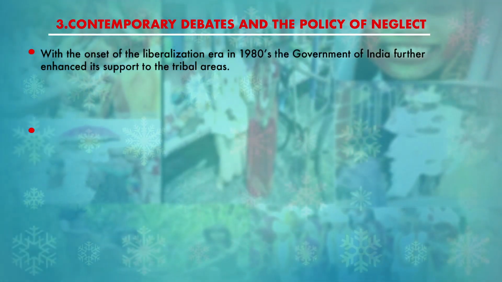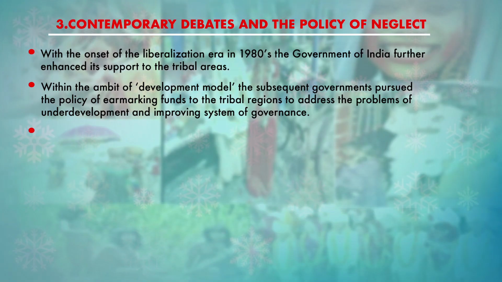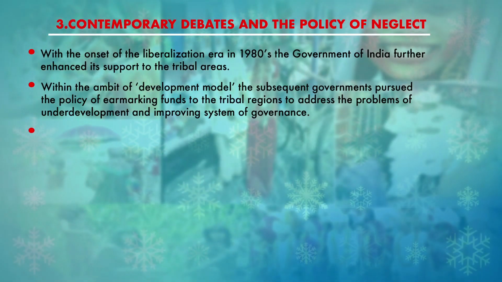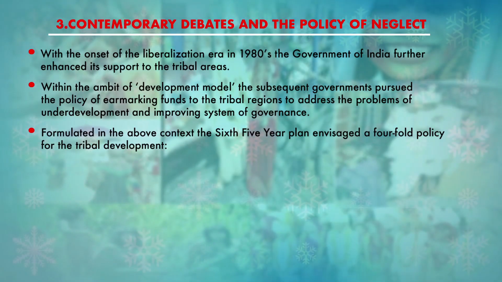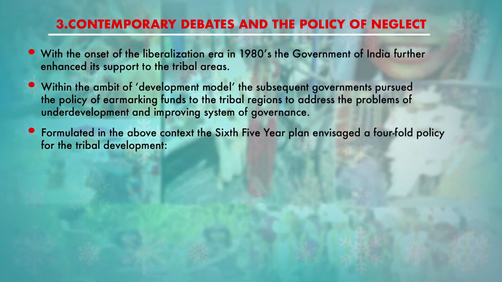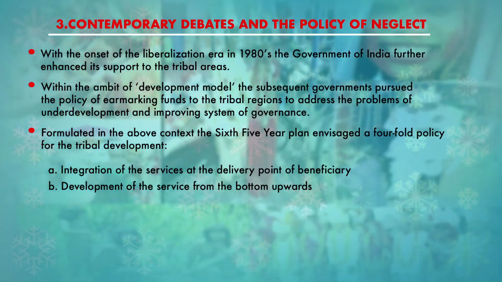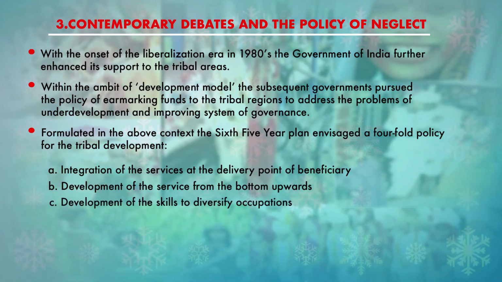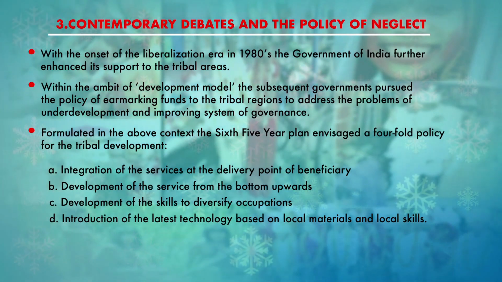Now, the next and last phase: contemporary debates and the policy of neglect. With the onset of the liberalization era in the 1980s, the Government of India further enhanced its support to the tribal areas. Within the ambit of the development model, the subsequent governments pursued the policy of earmarking funds to the tribal regions to address the problems of underdevelopment and improve the system of governance. And in the 6th Five-Year Plan, the fourfold policy for tribal development was: integration of the services at the delivery point of beneficiary, development of the service from the bottom upwards, development of the skills to diversify occupation, and introduction of the latest technology based on local materials and local skills.